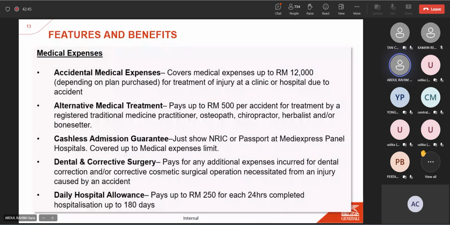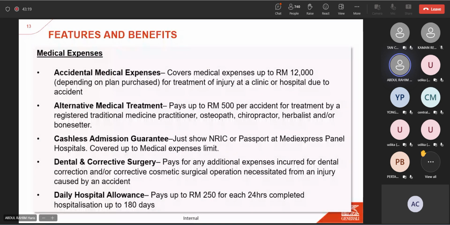Next one is dental and corrective surgery. This pays for additional expenses incurred for dental correction or corrective cosmetic surgeries if it's necessary due to an injury caused by an accident. There must be a serious injury caused by an accident, then this is an additional limit on top of the medical expenses limit. So it's an additional limit just specifically for dental and corrective surgery.